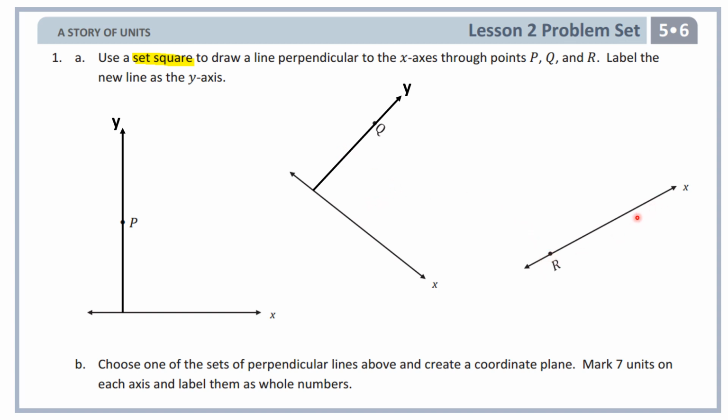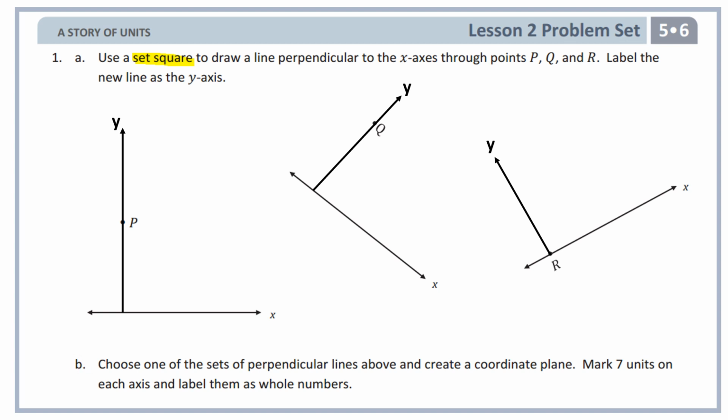Let's go to point R. Point R also has an x-axis that is tilted, except it's diagonal in the opposite direction as point Q. But just like as we did for point Q, my y-axis is also going to be a little bit tilted. That way it's making that 90 degree angle with the tilted x-axis. We're done with 1A.